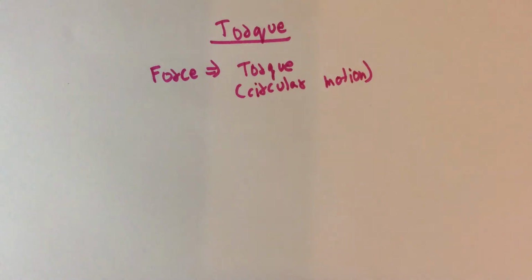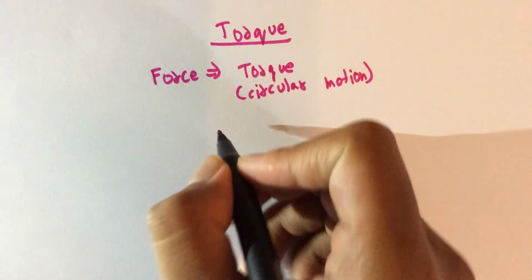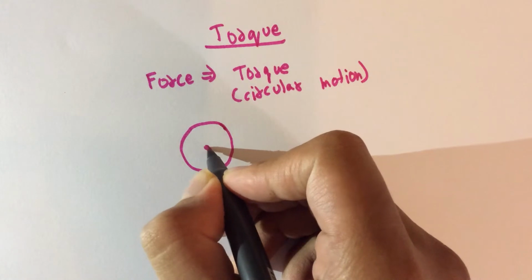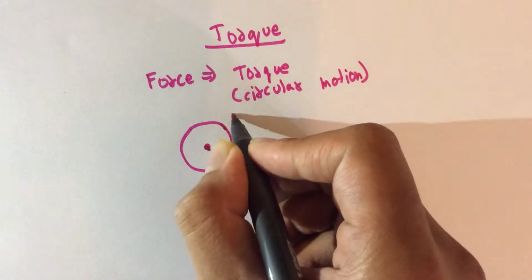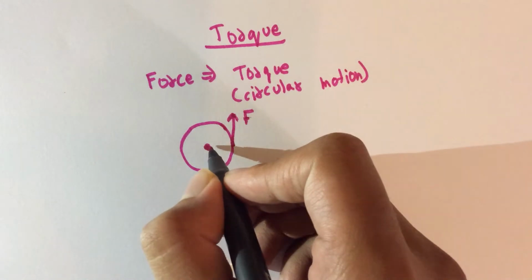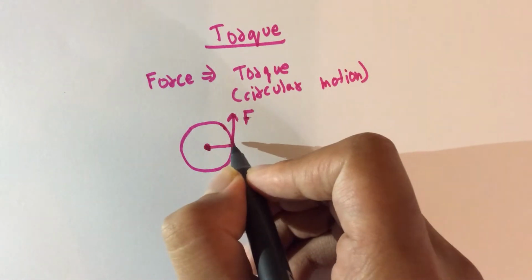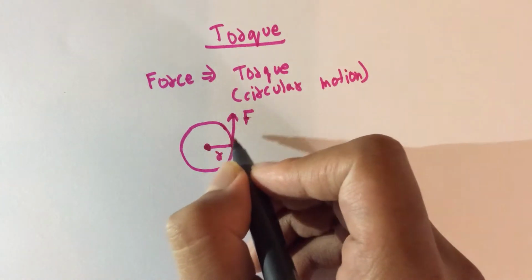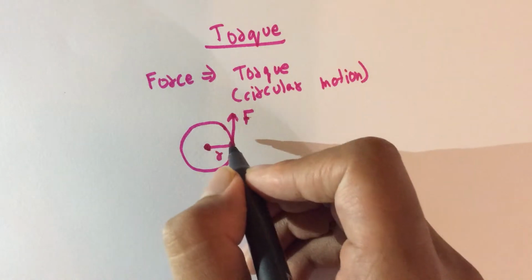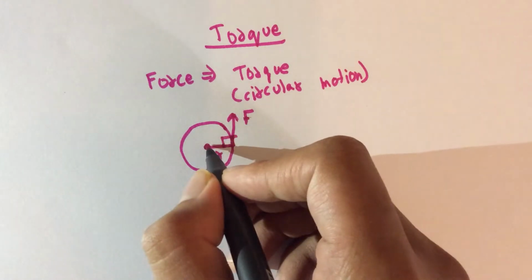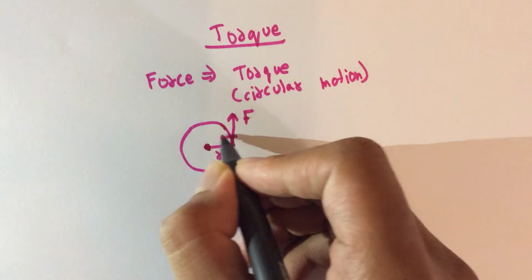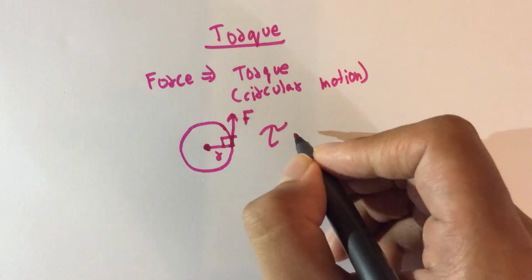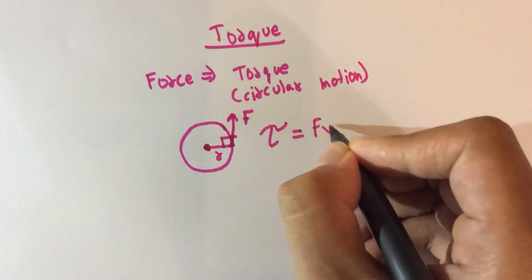All of you may know this formula. If I have something rotating, this is the center of rotation, this is the force being applied, and this distance is called R. This is the perpendicular distance between F and the center of rotation. The important word is perpendicular. So torque, which is denoted by tau, is equal to F into R.